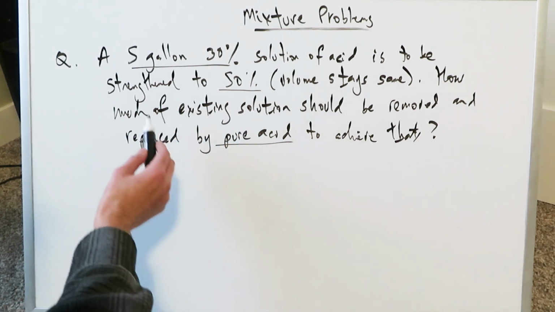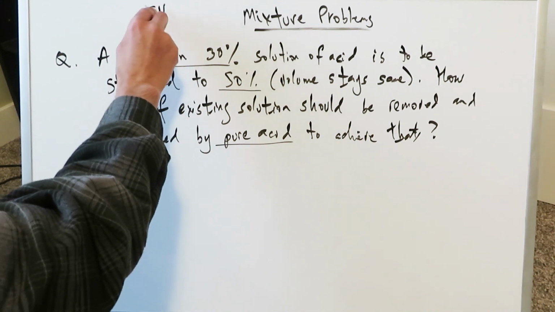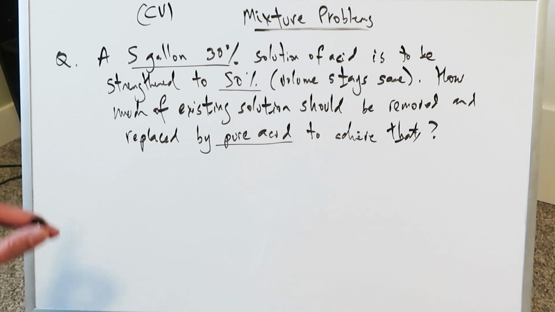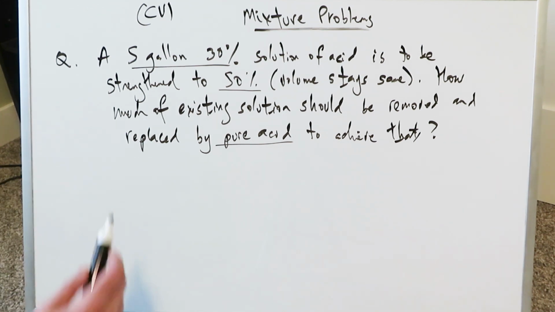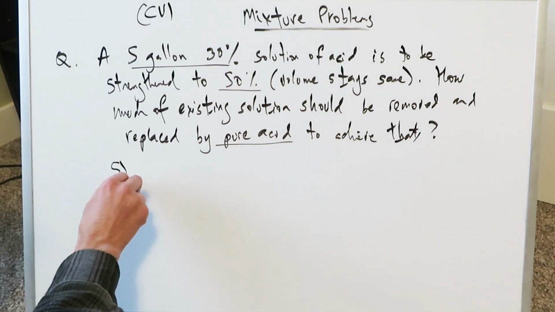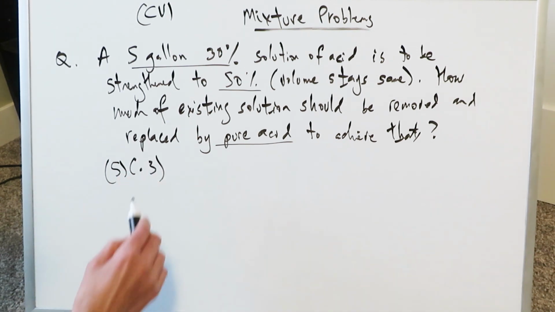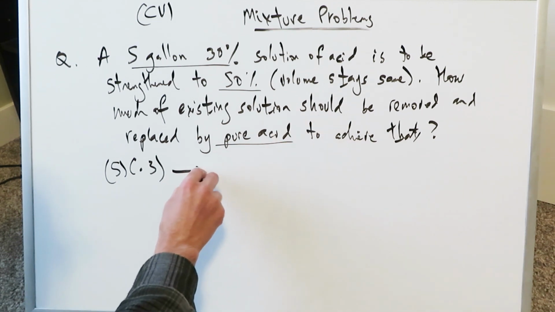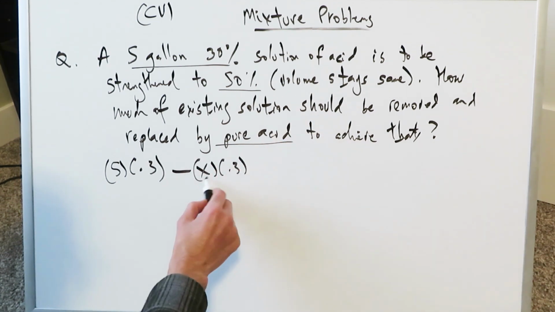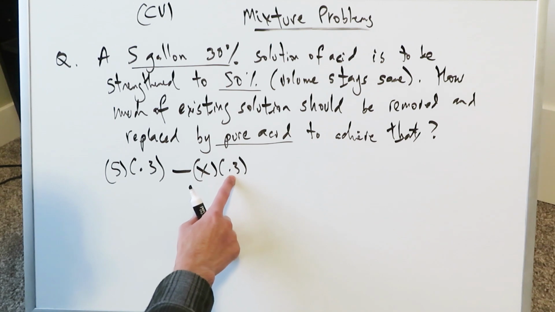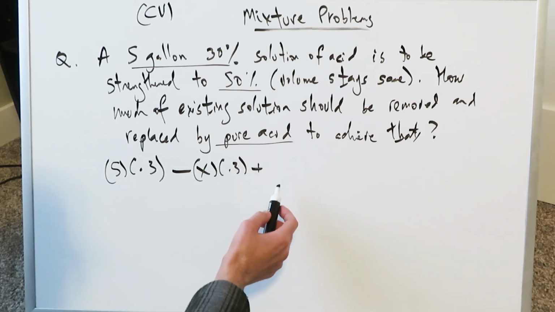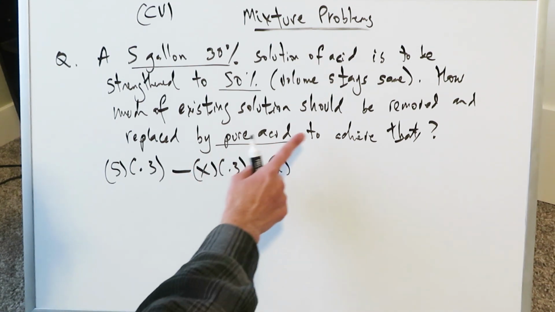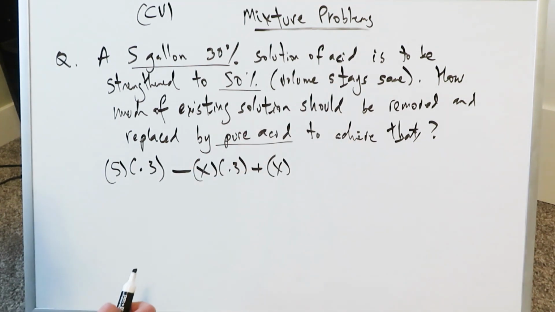Remember, when you're talking about mixture and volume, you're always looking at concentration and volume coming together. Concentration times volume, CV or VC, in a product relationship. We're starting with 5 gallons of 30%, which you can write as 0.3, because 30% is 0.3. How much of this existing solution should be removed and then replaced by pure acid? The amount you're removing is exactly the amount you're adding, because you want to end up with the same volume.